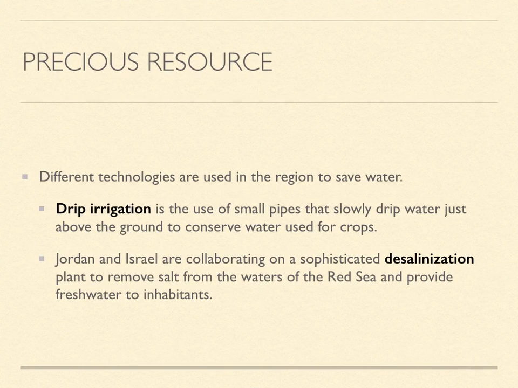Precious resource. Different technologies are used to save water in the area. Some of the farms, especially the ones in greenhouses, use drip irrigation, which is the use of small pipes that slowly drip water just above the ground to conserve water that's used for crops. And Jordan and Israel are collaborating on a desalinization plant to remove salt from the waters of the Red Sea. Hopefully this will provide needed fresh water to the inhabitants of the region.